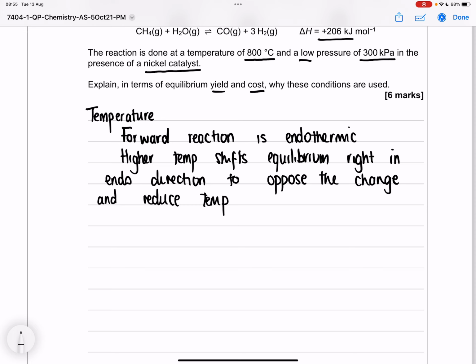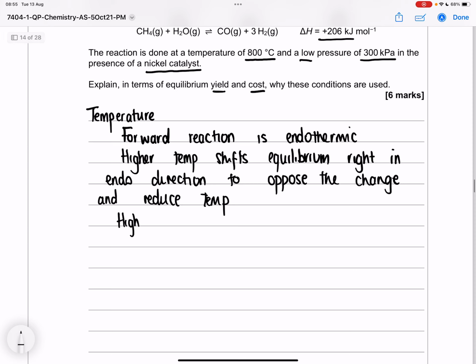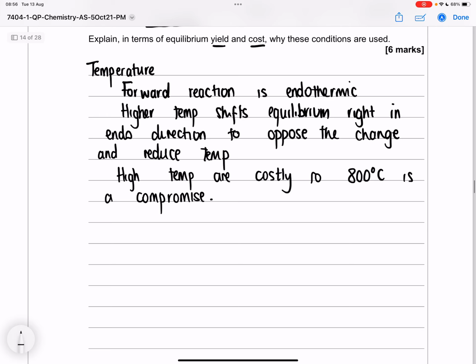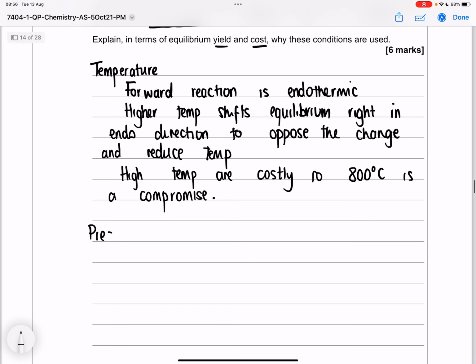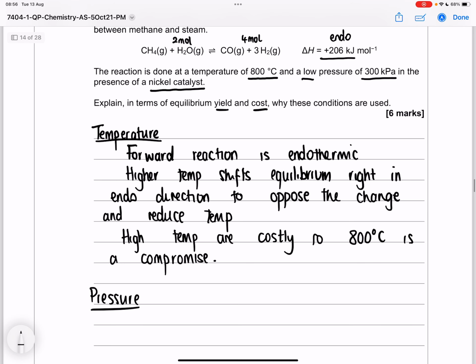What about the cost? Well, high temperatures are costly. You have to put a lot of energy in. So 800 degrees C is a compromise. Then we're going to look at pressure. So they're using a low pressure.